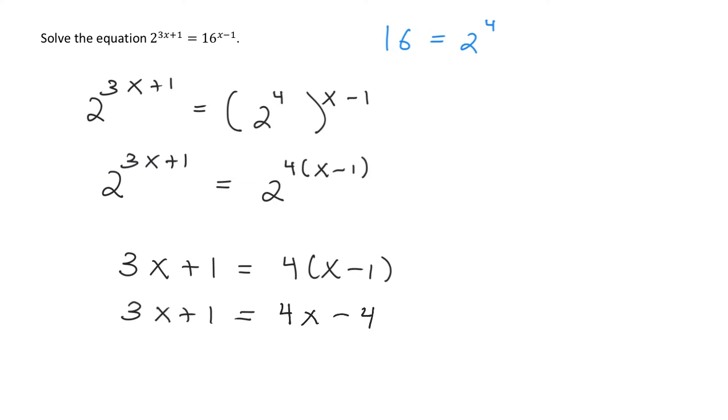To solve this for x, I will subtract 3x from both sides and add 4 to both sides at the same time. On the left, I get 5. On the right, I get x. And this is the solution to my equation. We could plug it back in to check to see that it's true, but that is it for this example here. So let's look at one more example.